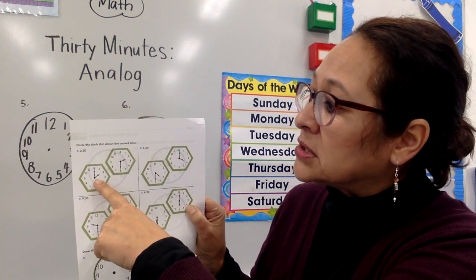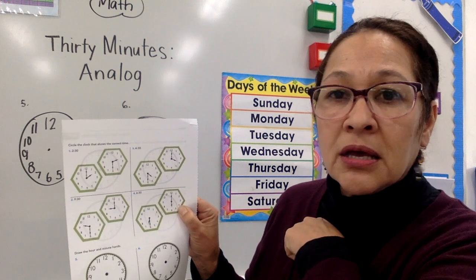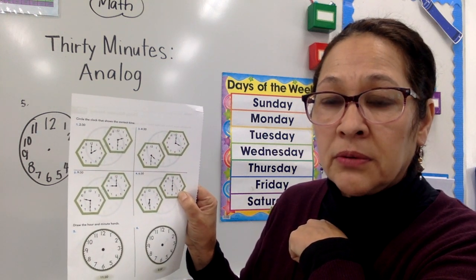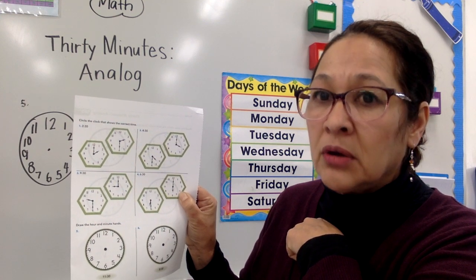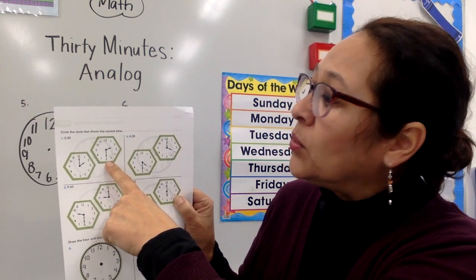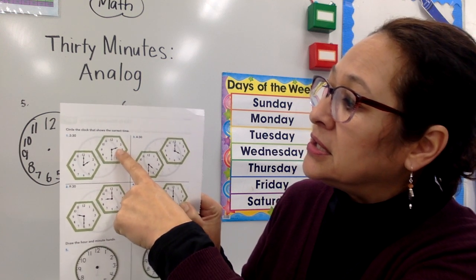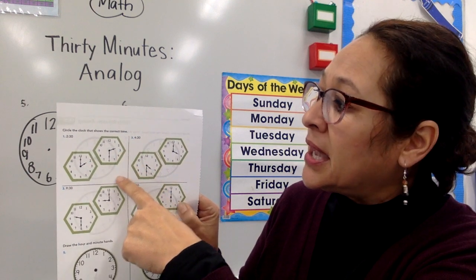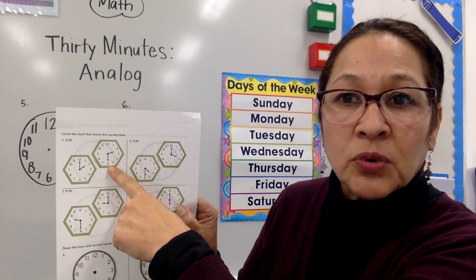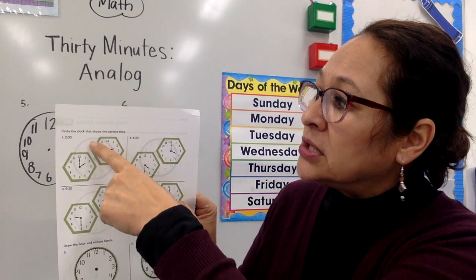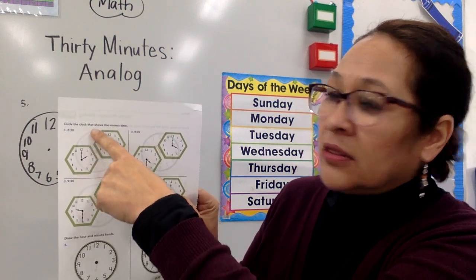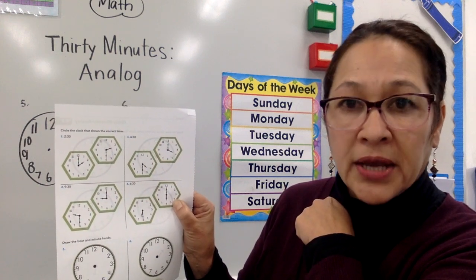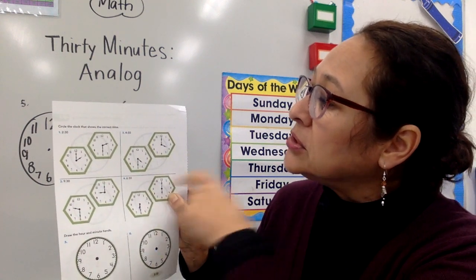Which one of those clocks says 2:30? Which one shows 2:30? Do you know? I think you know. It is the one here where the hour hand is between the 2 and the 3, and the minute hand is pointing to the 6. So circle the one right here on the right. Circle the one on the right. You got it? Okay. Now let's go to number 2.